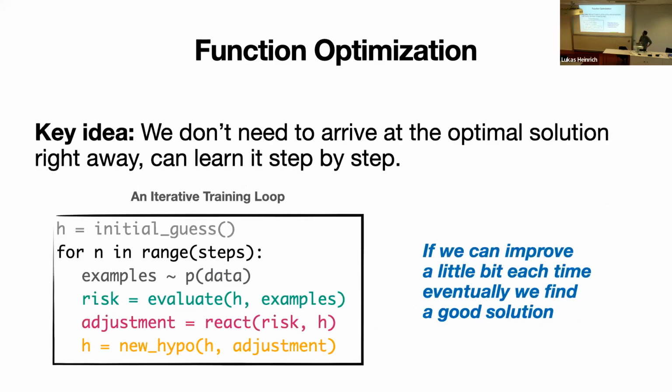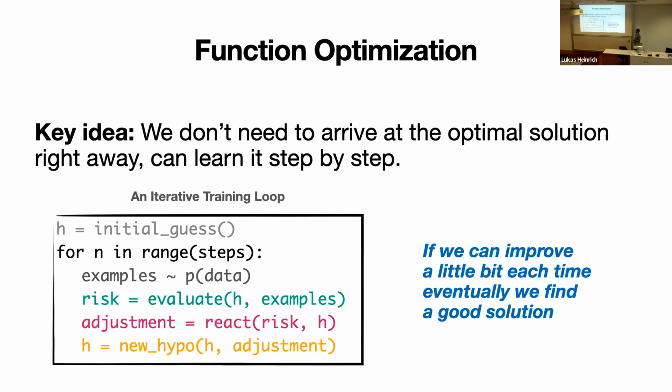And so the key idea is that we don't need to arrive at a good value in one go, but it's fine if we can step-by-step optimize, or slightly improve, our hypothesis. And then if you iterate this a sufficient number of times, you'll get to a sufficiently good solution by just iterative improvement.